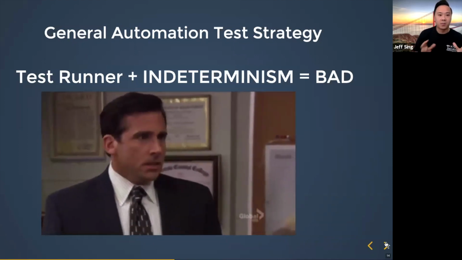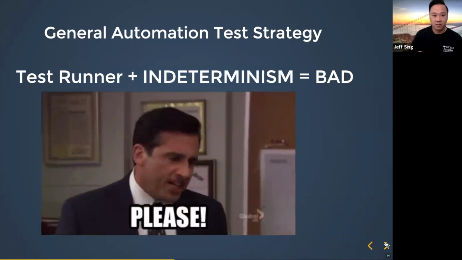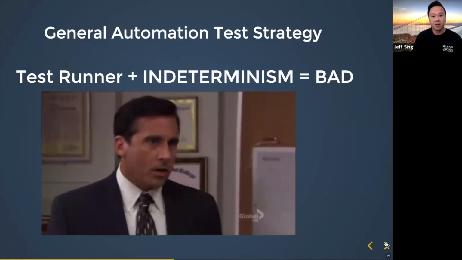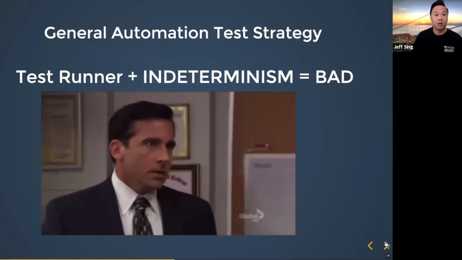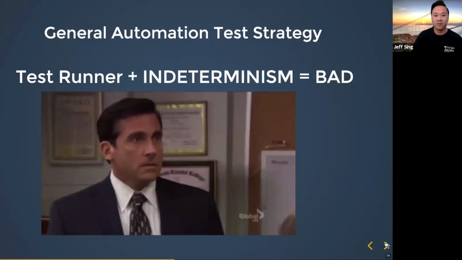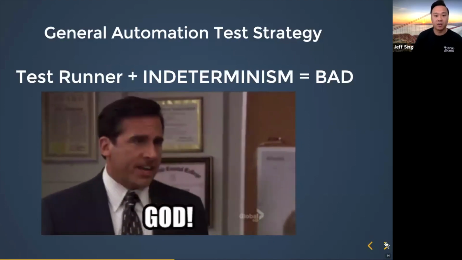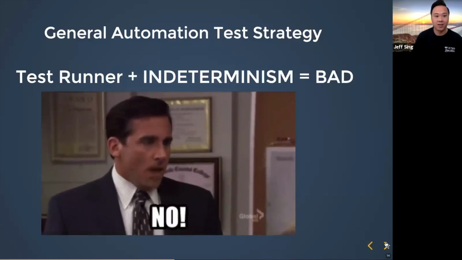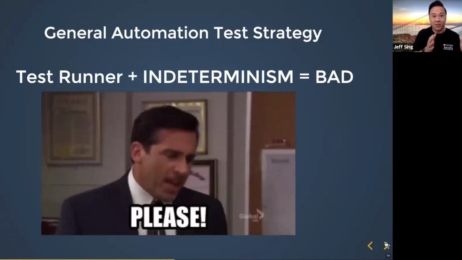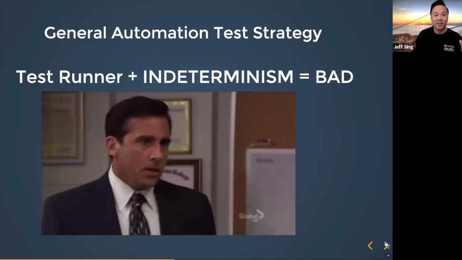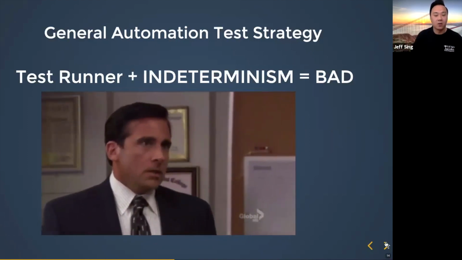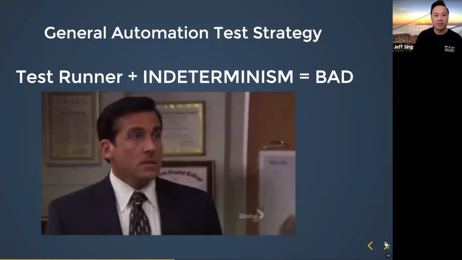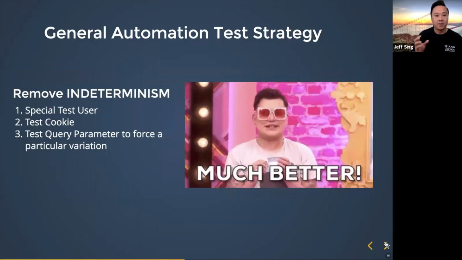I did notice about 50% of people here say no, they don't test feature flags. And the reason is probably that it's really hard. Feature flags by definition cause indeterminism, and anyone here who uses automation knows that test runners plus indeterminism is bad. You're going to get flaky tests and it's going to blow up. So in order to test feature flags, you really need to remove indeterminism. Your automation test runner needs to know exactly what you're testing against and exactly what you're asserting against.